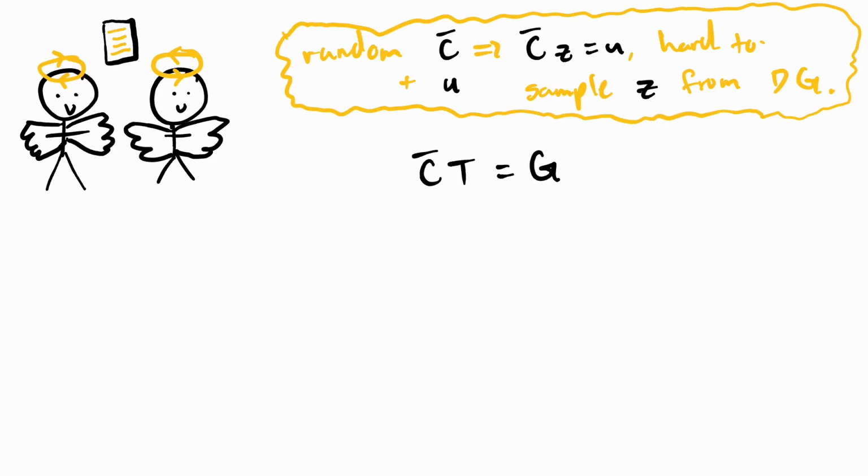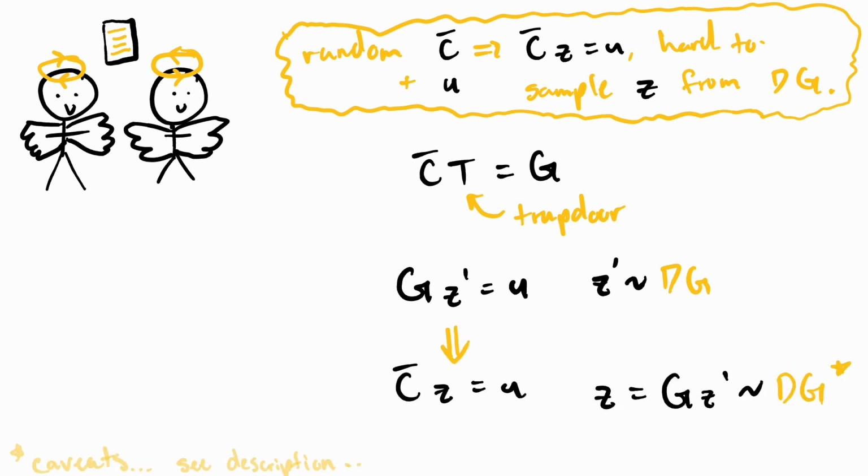And so now we're talking about what if C bar looks random, but is actually structured in such a way that we know a matrix T called the trapdoor, where C bar T is equal to the Gadget matrix. And the Gadget matrix is very well structured. So well structured that you can efficiently pre-image sample G. So you can sample this integer vector Z prime from the discrete Gaussian very well. And using Z prime, we can get a vector Z, which is just T times Z prime, sampled from the discrete Gaussian as a solution for the original pre-image sampling problem.